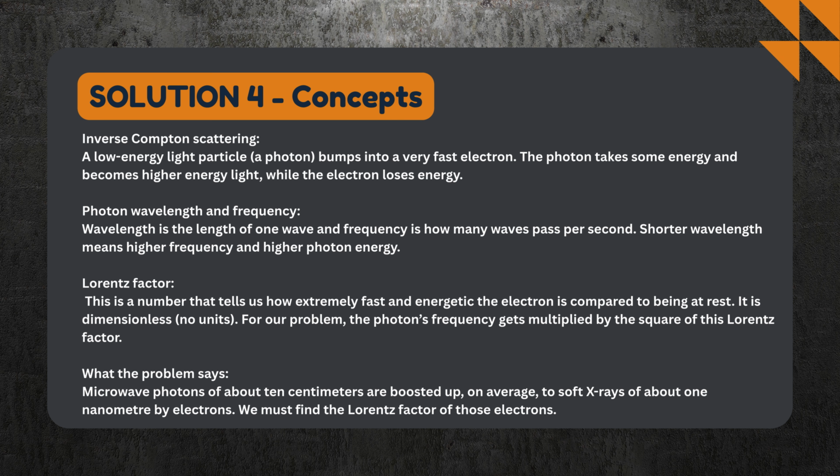Lorentz factor. This is a number that tells us how extremely fast and energetic the electron is compared to being at rest. It is dimensionless, no units. For our problem, the photon's frequency gets multiplied by the square of this Lorentz factor. What the problem says: microwave photons of about 10 centimeters are boosted up on average to soft X-rays of about 1 nanometer by electrons. We must find the Lorentz factor of those electrons.